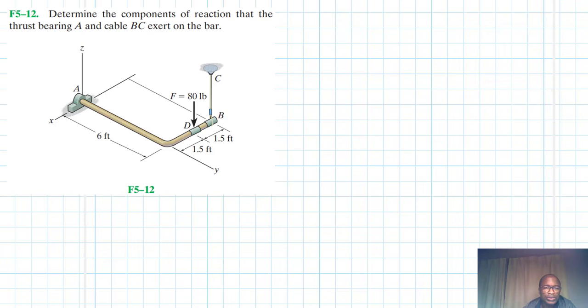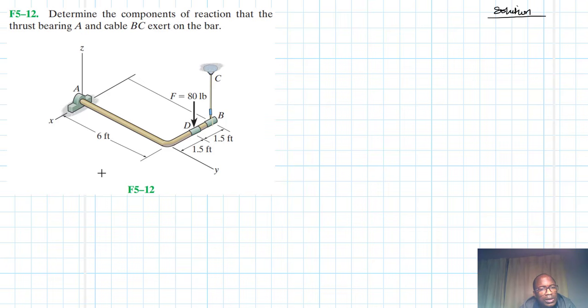Hello, I welcome you all to this another interesting screencast, and the problem reads: determine the components of reaction that the thrust bearing A and the cable BC exert on the bar. This problem is coming from the Engineering Mechanics Statics textbook, 13th edition by R.C.